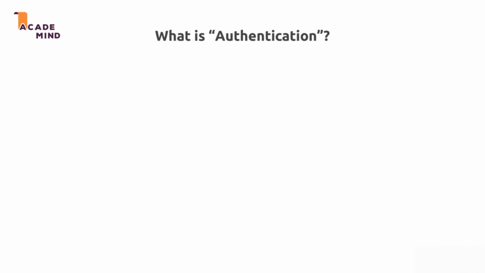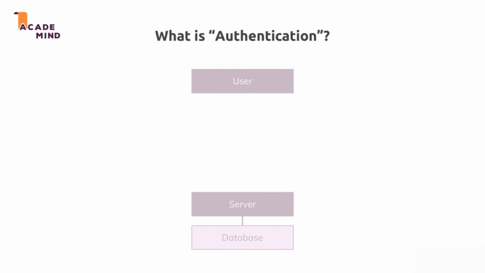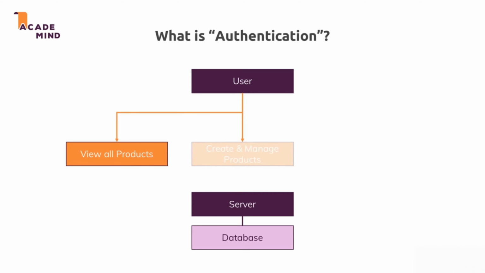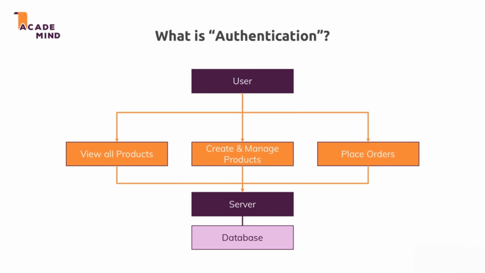So what is authentication? Well, we obviously got our user using our application, interacting with our views, and we get the server and also the database with which our server works. These are all things we worked with in this course already. Now, in our application, we might have different routes, different actions a user can do. We might be able to view all products, to create and manage products, or to place orders. Now, obviously, we can do more things in our application, but these are just some examples.